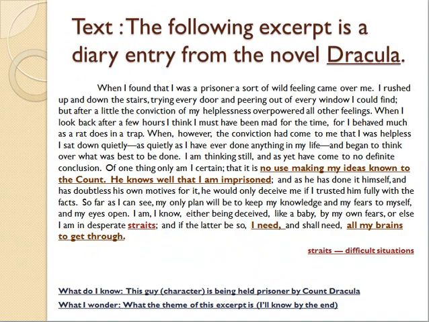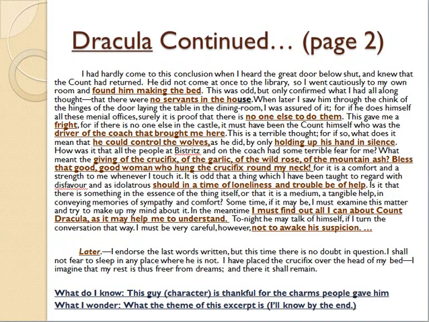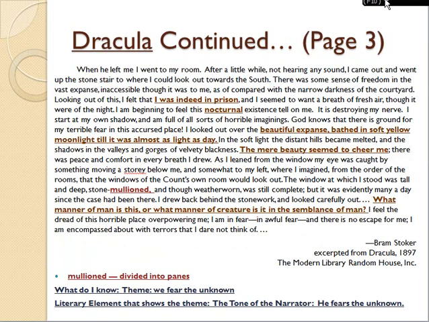Here's Dracula. It's not that exciting, but I highlighted what's important. Okay? It's in brown. You can pause it. Read it by yourself. Page 2. You can pause it. Read it by yourself. Page 3.